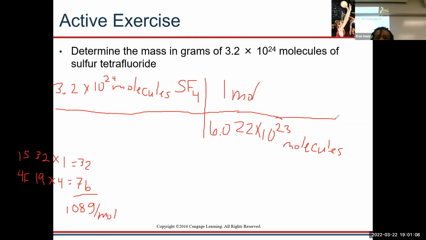Why would I have 51 or 89? I need 108. Okay, so 108 grams over 1 mole. That's going to equal, so moles are going to cancel out, molecules are going to cancel out, and we're going to be left with just grams.